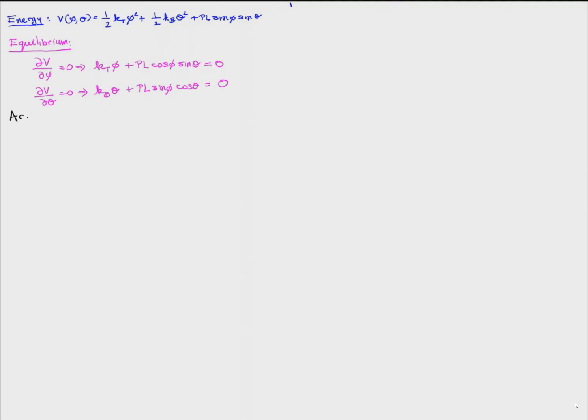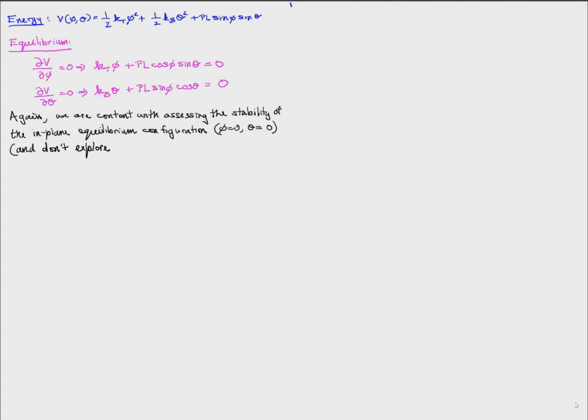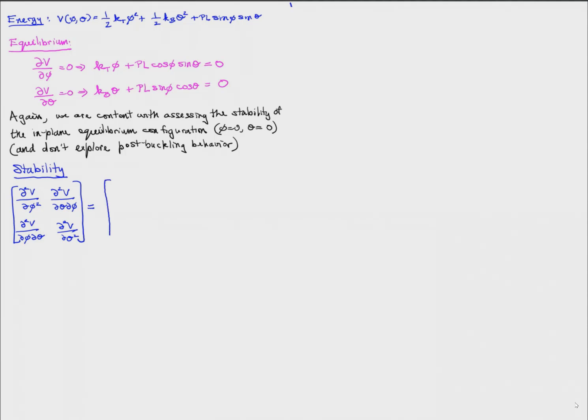Now, equilibrium is the first derivative of the energy. So we have two equations of equilibrium, dV by d phi equals 0 and dV by d theta equals 0. Again, as we did in the simply supported column with 3 rigid links, but unlike the cantilever column with 1 rigid link, we're not interested in exploring the post-buckling behavior, but are just content with assessing the stability of in-plane equilibrium. So we're trying to find out at what load the in-plane equilibrium transitions from being stable to unstable.